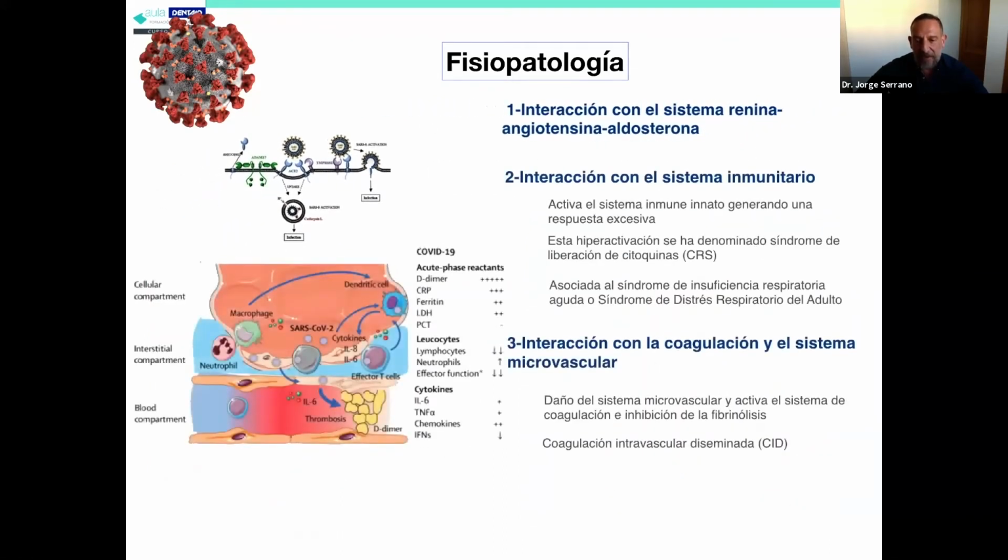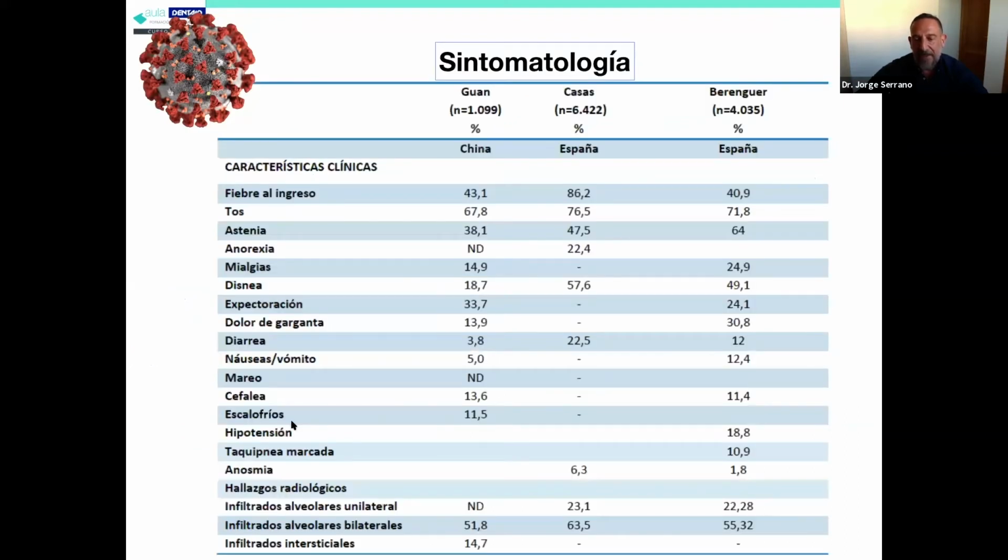It also has been seen that the virus interacts with the immune system, creating the cytokine release syndrome, which is associated with the adult respiratory distress syndrome, which in many cases leads to the death of the patient. It also interacts with the microvascular system and increases coagulation, and it also creates a disseminated intravascular coagulation with also mortal effects. So we see more or less the symptoms which the virus is going to produce.